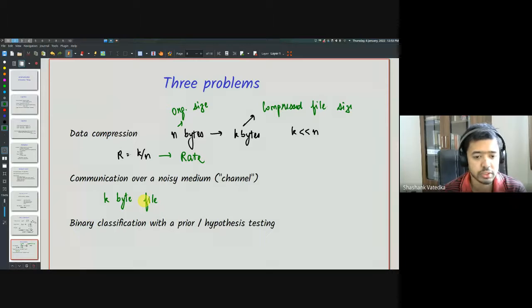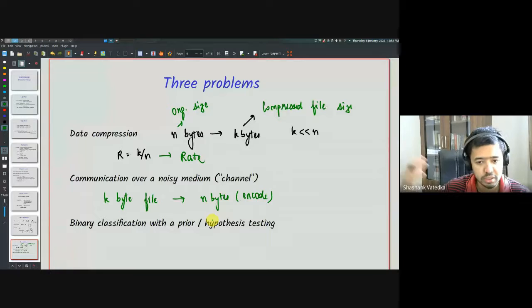So one way to do it is to introduce some sort of redundancy. You convert your k byte file, you somehow encode it in some fashion to n bytes, so k bytes to n bytes. You encode, and then transmit it across the channel, which is say the wireless channel. So obviously, the larger n is, maybe you're repeating the same thing. You're sending it again and again, so that eventually the receiver is able to decode correctly.